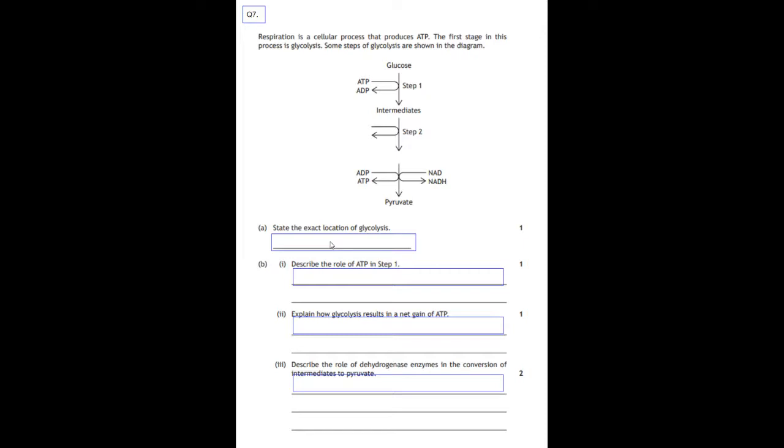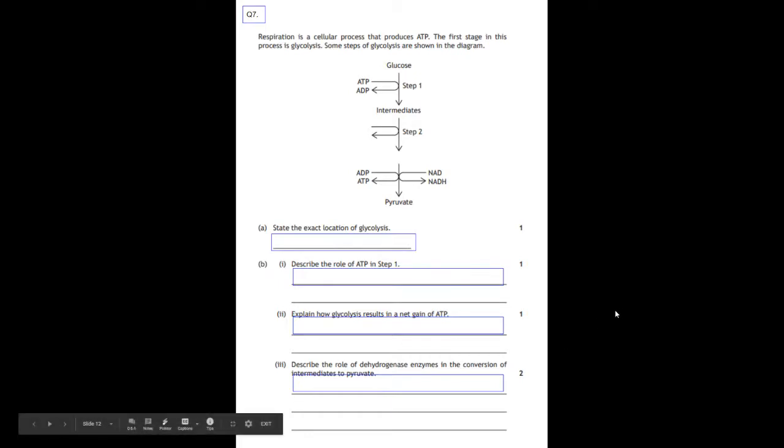Explain how glycolysis results in a net gain of ATP. More ATP is made than is used, or more is gained. More is gained than used. Or you can say 2 ATP are used, but 4 are made. The actual numbers aren't really in the course description, but you can use them in the answer.